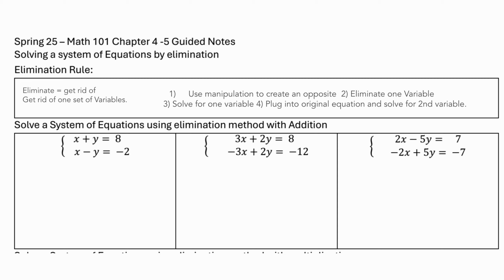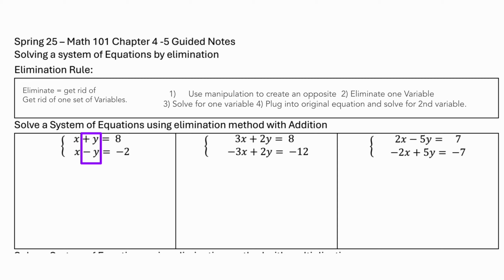Okay, here we go. Our first system is x plus y equals 8 and x minus y equals negative 2. I can see that I have two x's that are the same variable and the same value. This is what we call same, because they're both positive x. For the y's, this is what we call an opposite, because we have a positive y and a negative y. Having those opposite values, we call this an opposite.